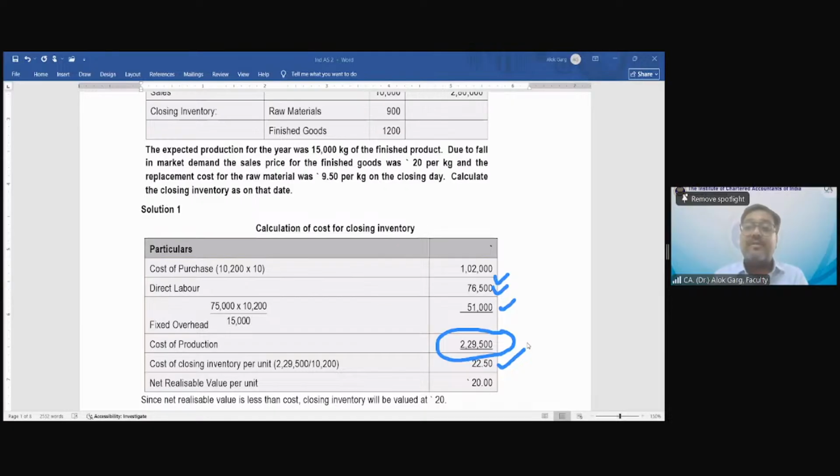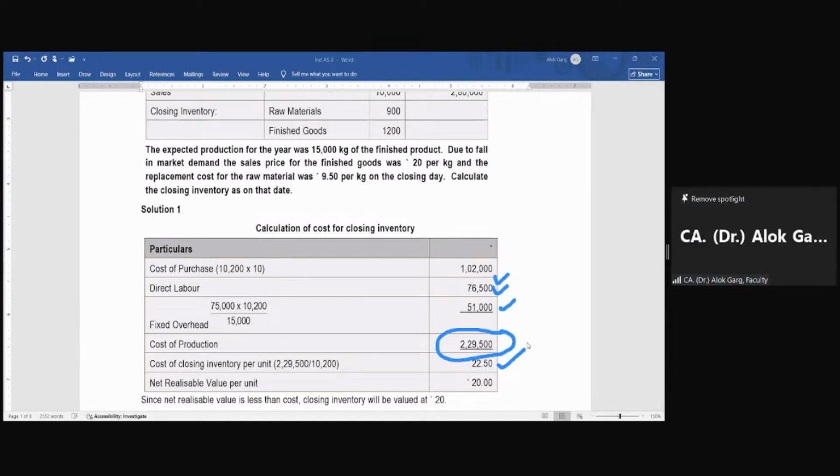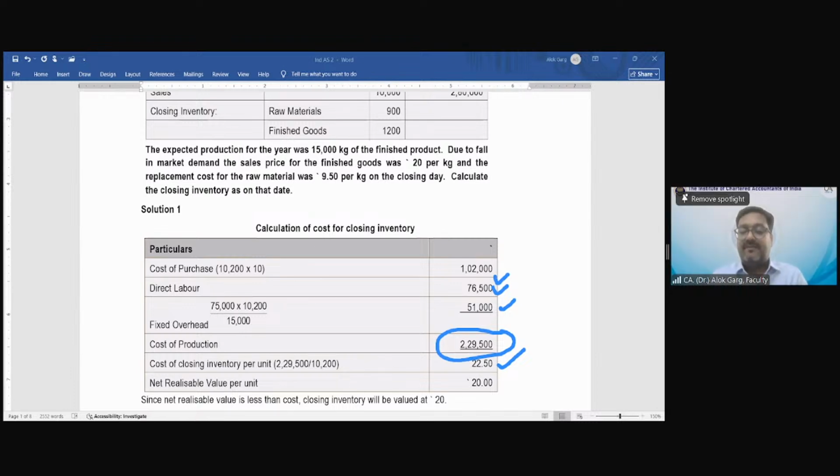Your cost of closing inventory is 22 rupees 50 paisa. What is your net realizable value? It is given that due to the fall in the demand, the NRV becomes 20 rupees per kg, and the replacement cost of raw material becomes 9.5 rupees per kg. Okay. So this NRV is lower than the cost, right?